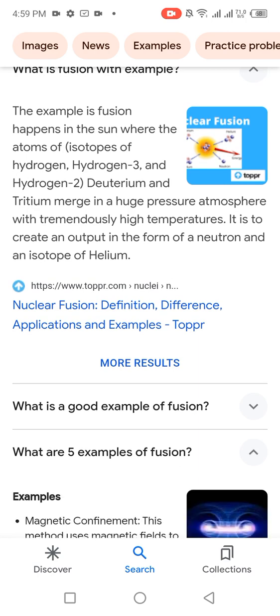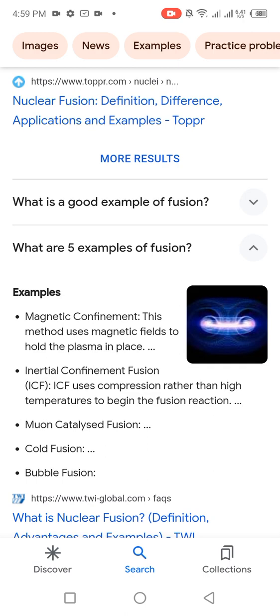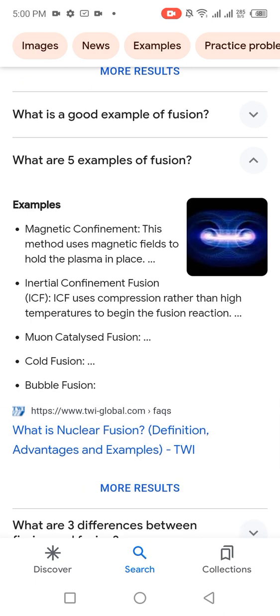What do we call fusion? Magnetic confinement: this method uses magnetic fields to hold the plasma in place. Inertial confinement fusion uses compression rather than high temperatures to begin the fusion reaction. Others include muon-catalyzed fusion, cold fusion, and bubble fusion.